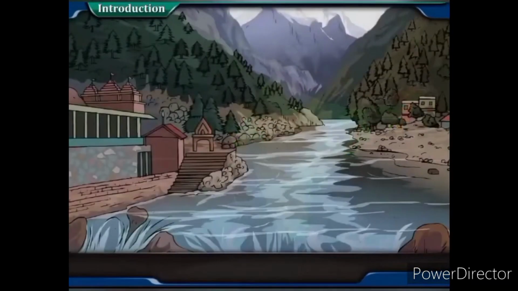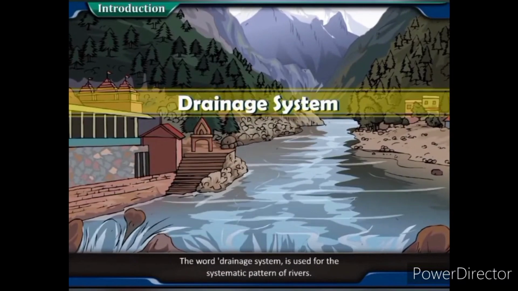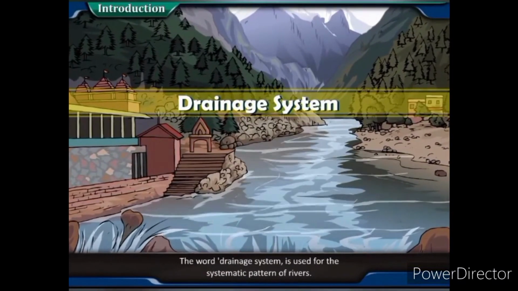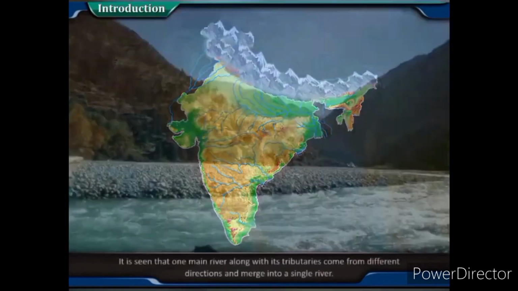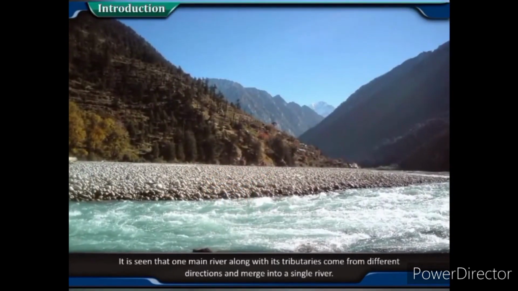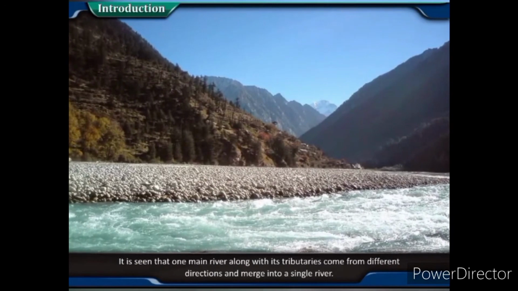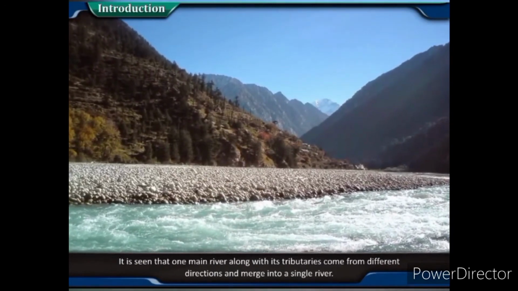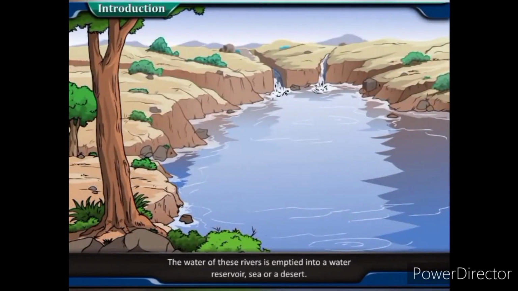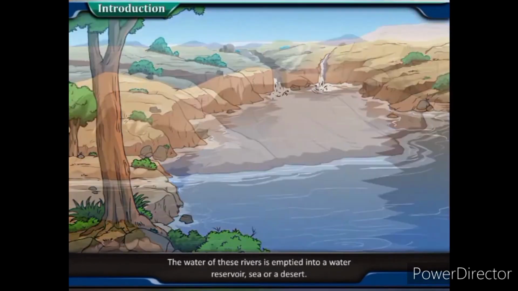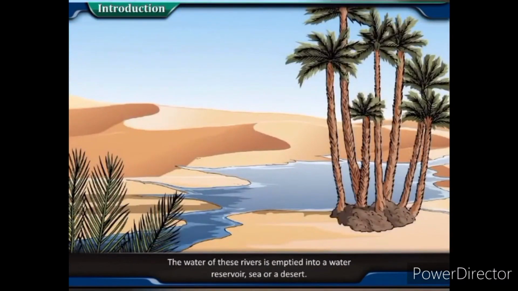Introduction. The word drainage system is used for the systematic pattern of rivers. While observing the physiography of India, it is seen that one main river along with its tributaries come from different directions and merge into a single river. The water of these rivers is emptied into a water reservoir, sea, or a desert.